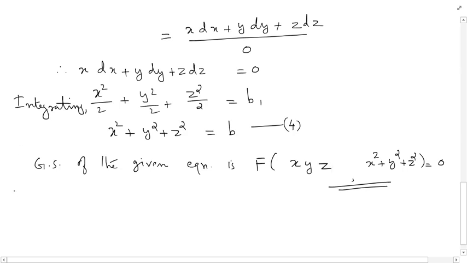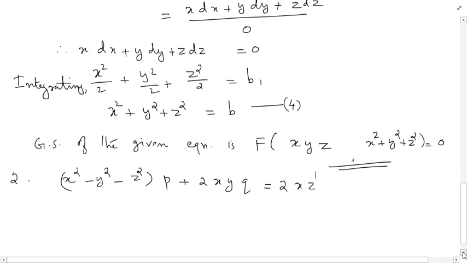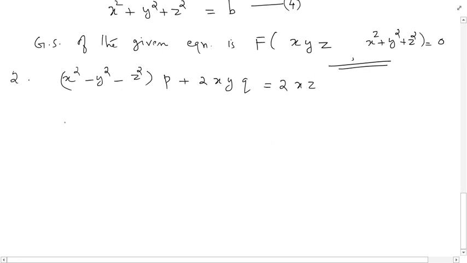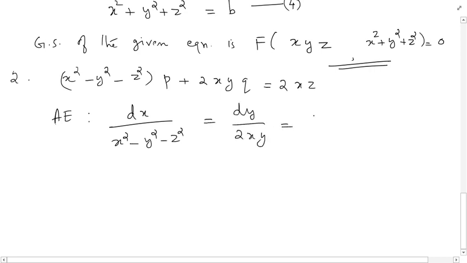So now consider the second question. We have to solve the equation x square minus y square minus z square into p plus 2xyq equal to 2xz. So now here also we can observe that this is a Lagrange's equation. Therefore, auxiliary equations are dx by x square minus y square minus z square equal to dy by 2xy equal to dz by 2xz.